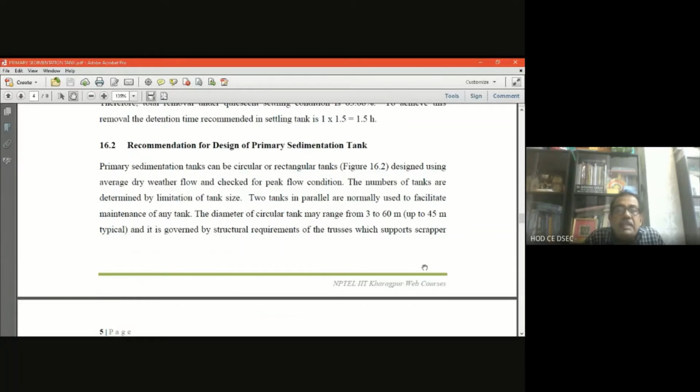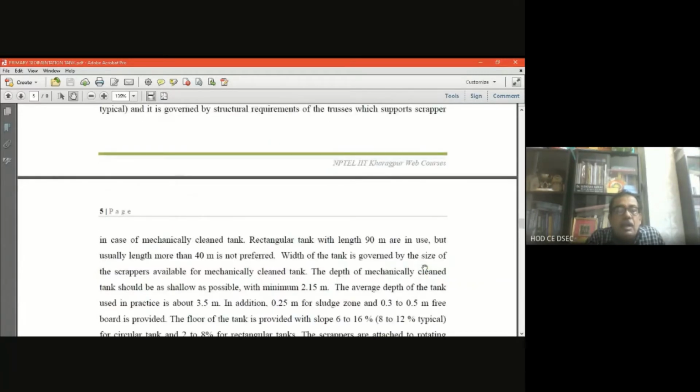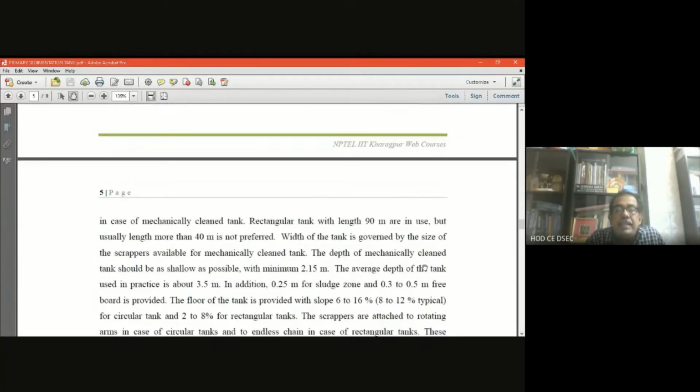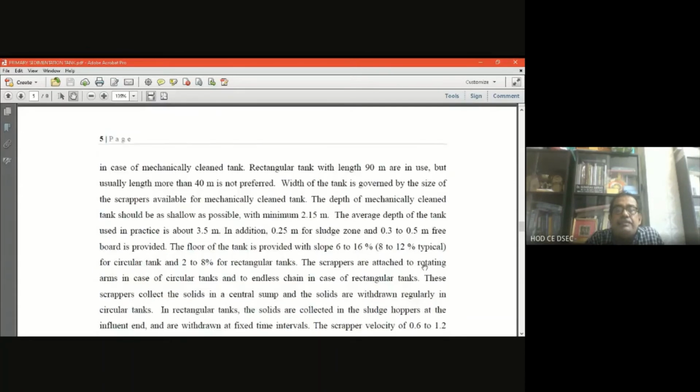Now in case of the circular tank, the diameter is generally considered 3 to 60 meter. Typically, 45 meter diameter is considered. And there are some structural requirements of trusses for supporting the scrapers, in case of mechanical cleaning, that has been provided.